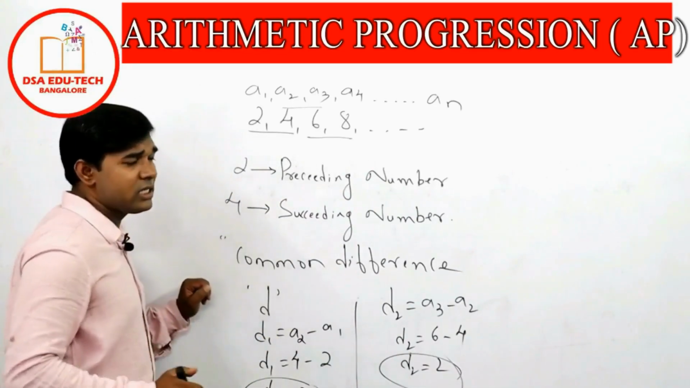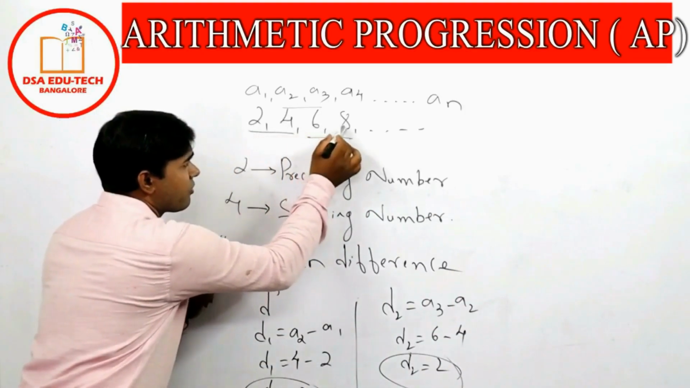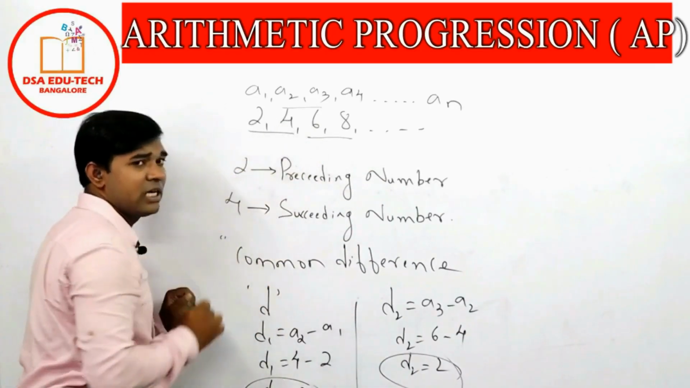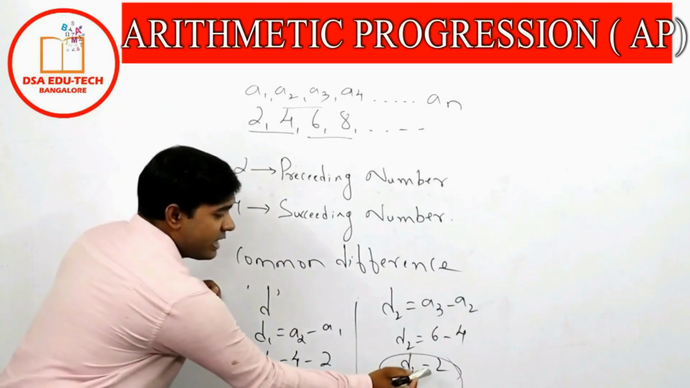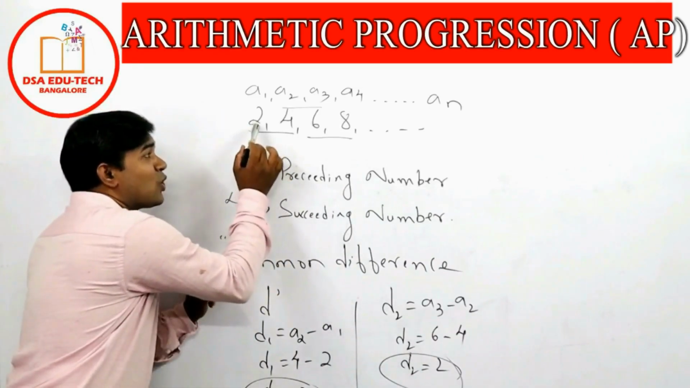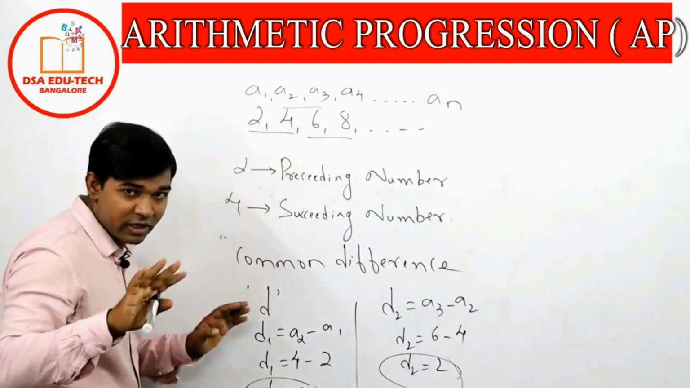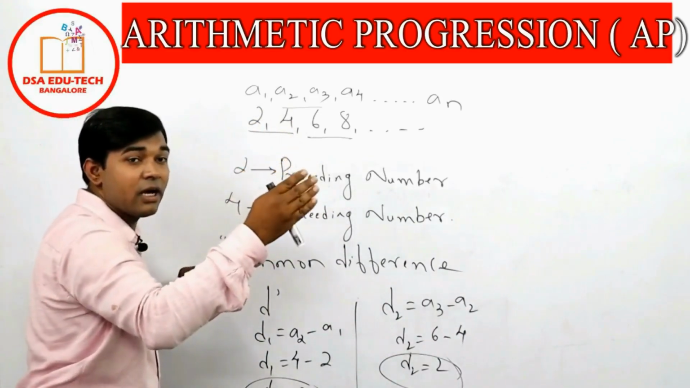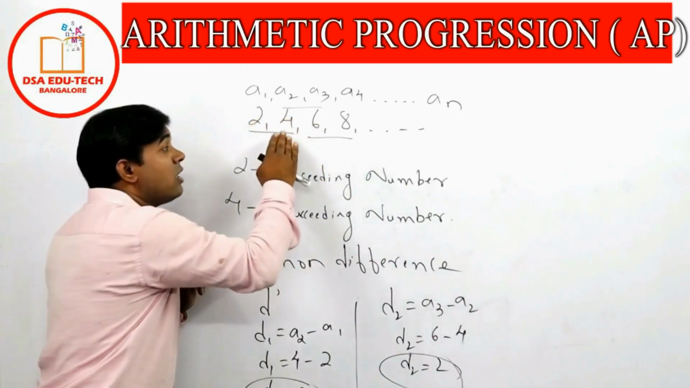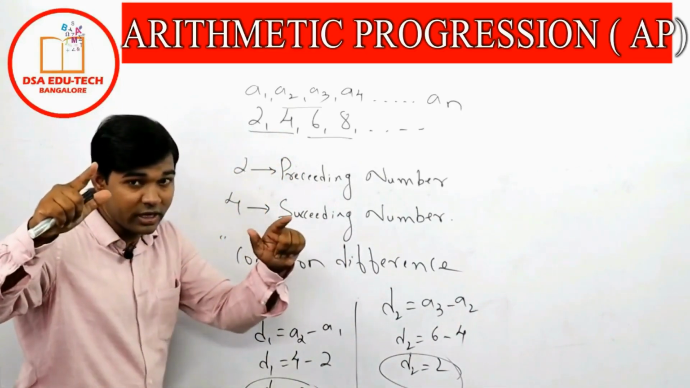So an AP series is a list of numbers in which the succeeding number is obtained by adding a fixed number to the preceding number, except the first number. Everyone understand that? See, I can get the second number by adding 2 to the first number. I can get the third number by adding 2 to the second number. But I don't have to add anything to the first number. So everyone understand the definition?